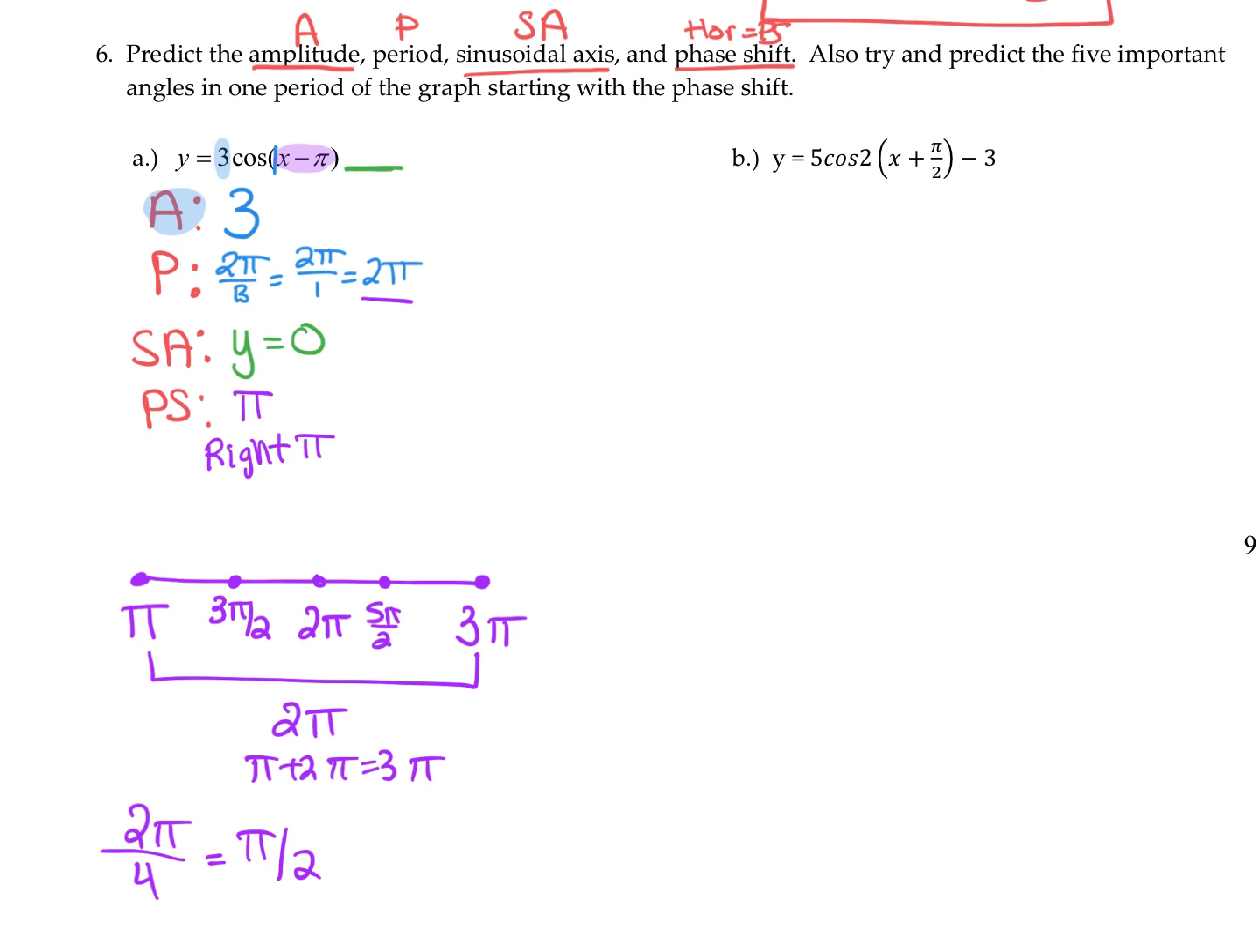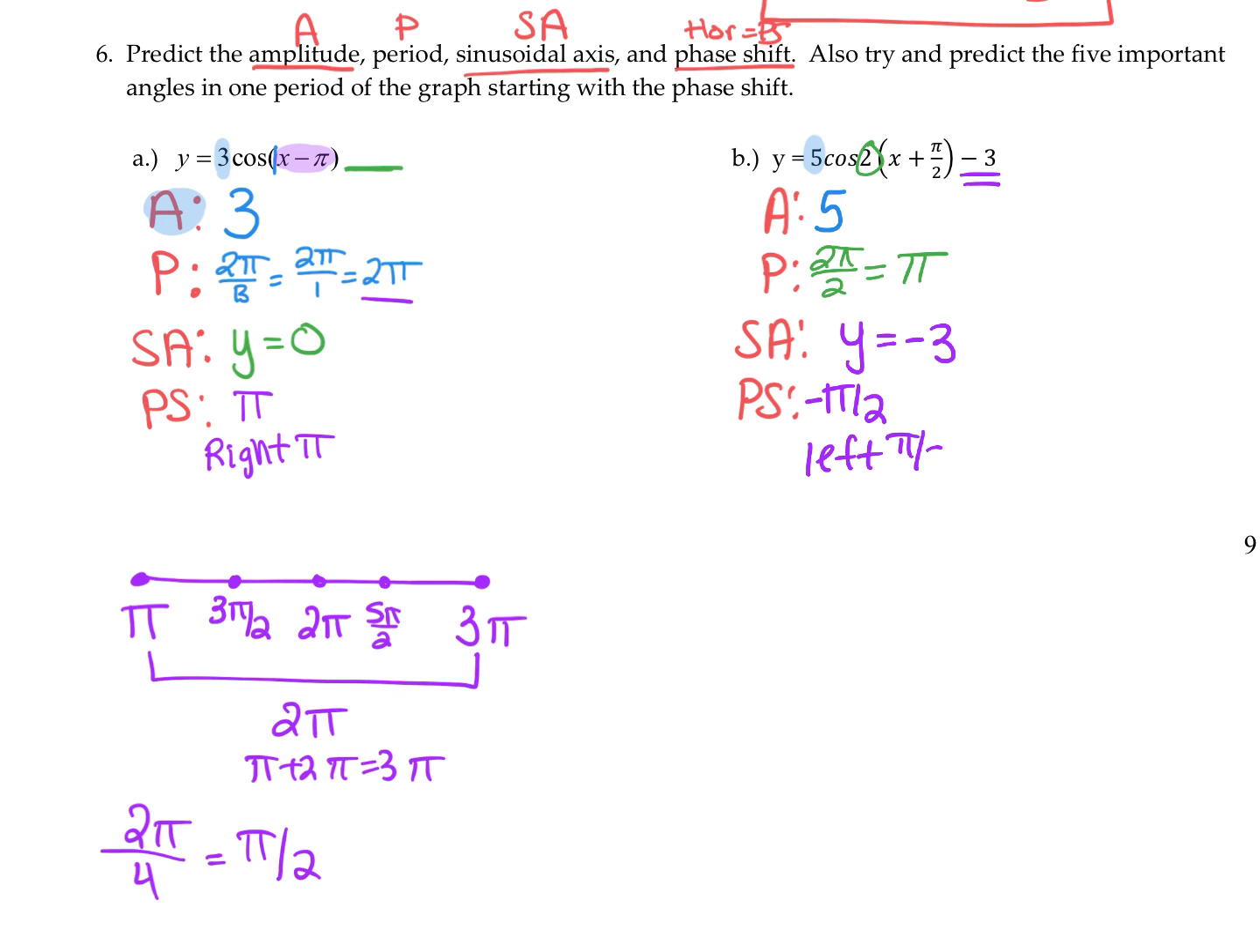All right, let's do the same thing for B. So again, I'm going to determine the amplitude, period, sinusoidal axes, phase shift. So again, my amplitude is always my A value, so in this case it's going to be 5. My period is always 2 pi divided by B. My B value is 2, so 2 pi divided by 2, so my period is going to be pi. My sinusoidal axes, well, I'm shifting down 3, so it's going to be at negative 3. And my phase shift is negative pi over 2 or left pi over 2. Either way is good with me, and we get that from looking on the inside of my equation.